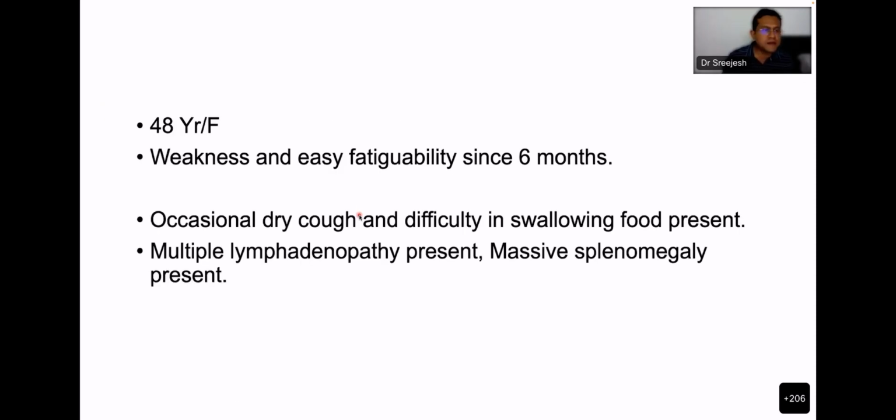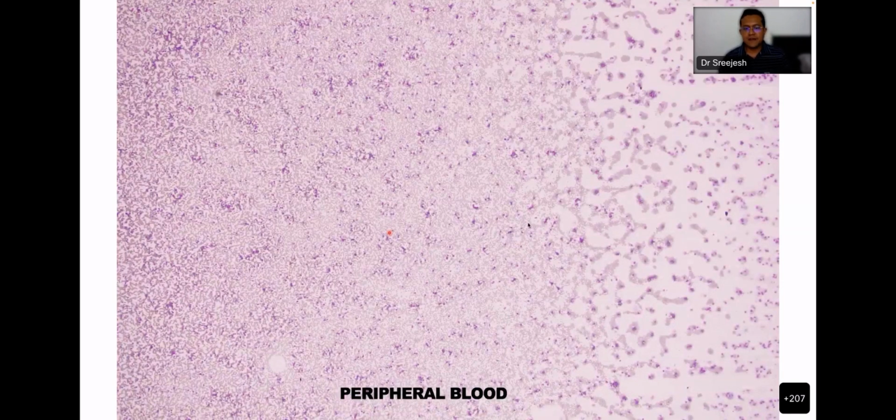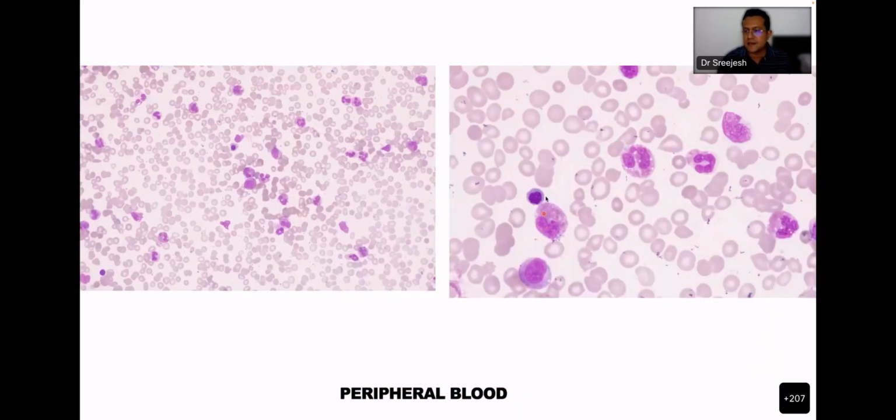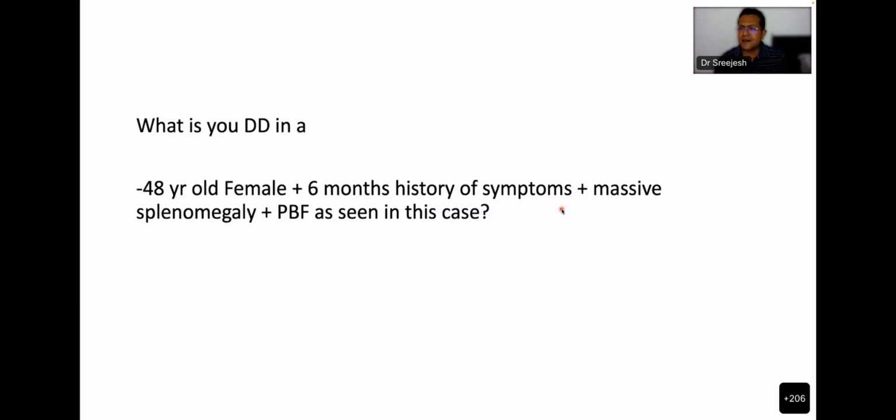This patient is a 48-year-old female with weakness and easy fatigability, multiple lymphadenopathies, and massive splenomegaly. You see this peripheral blood film is showing lymphocytosis. There are myelocytes and metamyelocytes. You can also see some eosinophils, myelocytes, and nucleated red cells. So basically there is a leukoerythroblastic picture. Somebody want to start quickly? What is the morphological diagnosis?